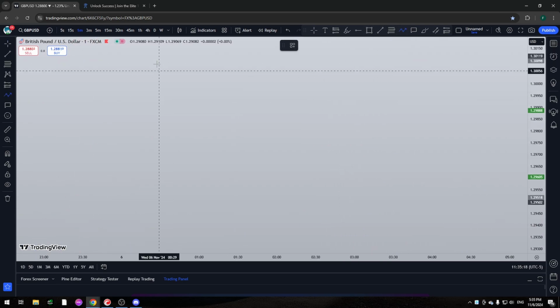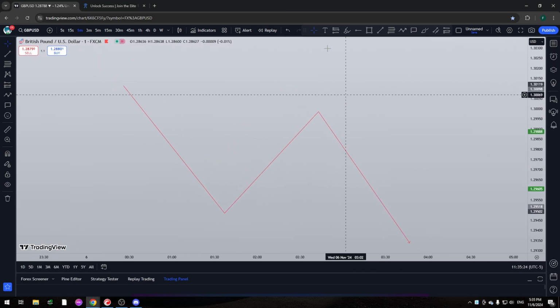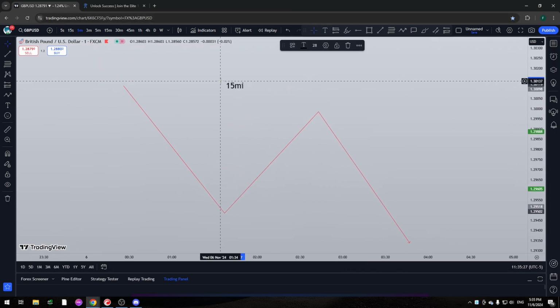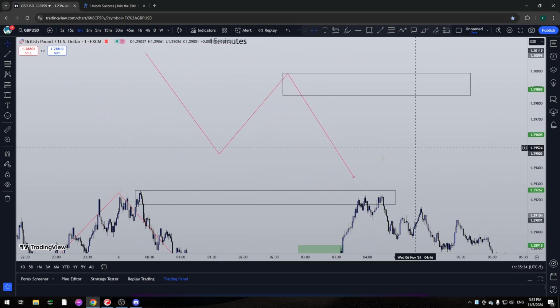So if I draw this out, this is your market. So 15 minutes. Let's write it down. 15 minutes. We marked out our zone. Okay. Do we wait?